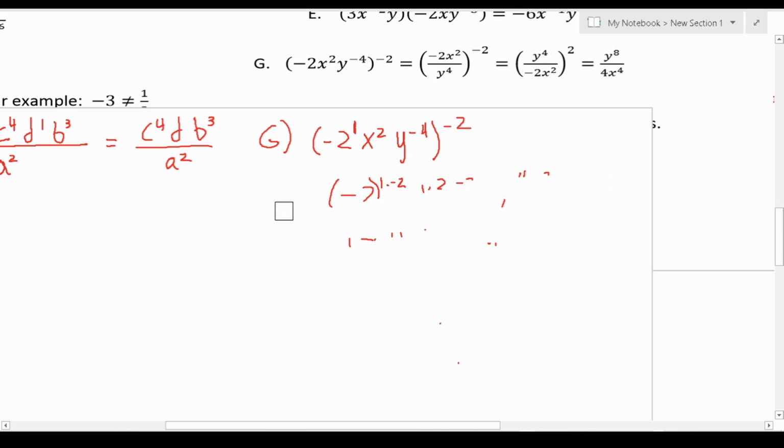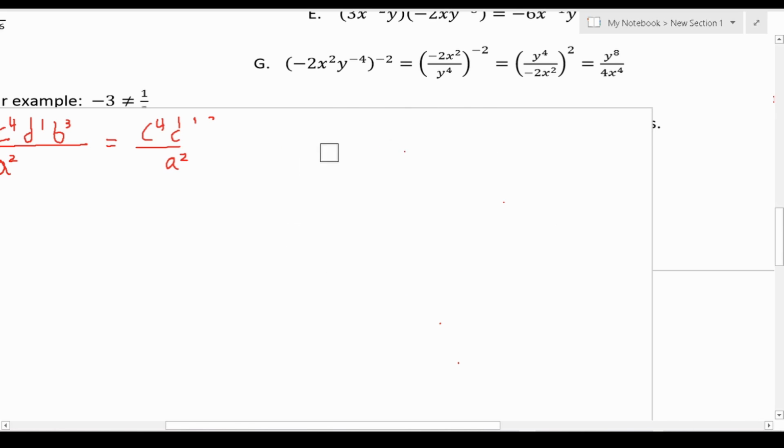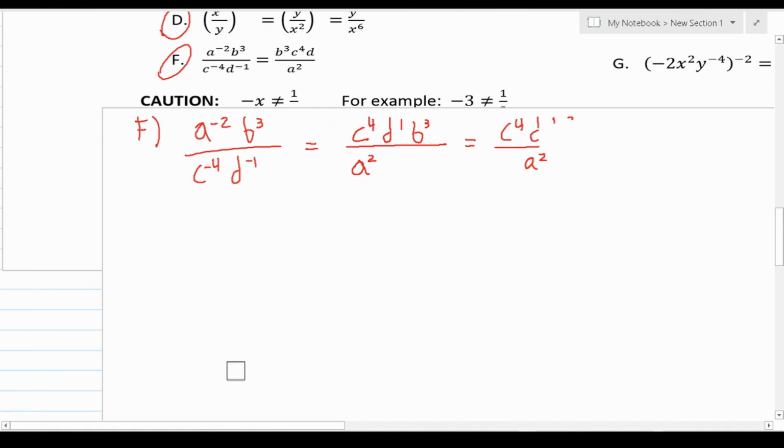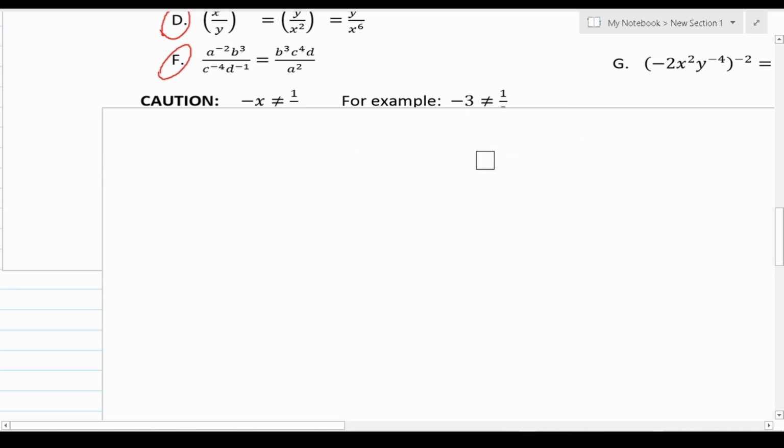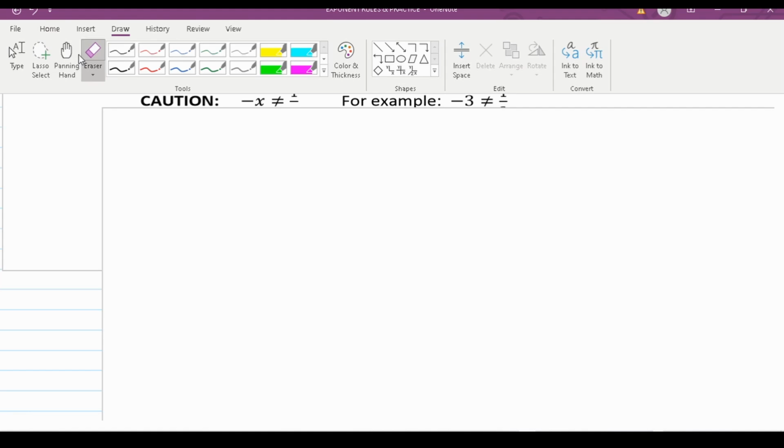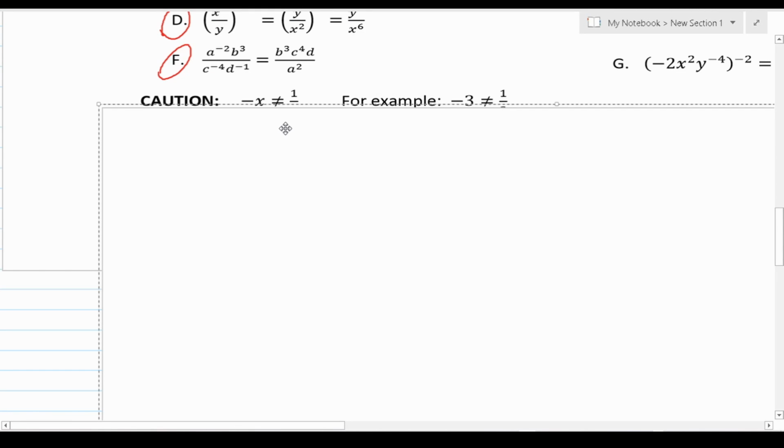Now let's go ahead and move on to the practice problems where we're going to have to apply all of these laws of exponents at once, which is not too bad, as you've seen.